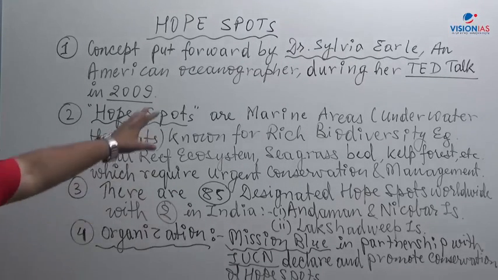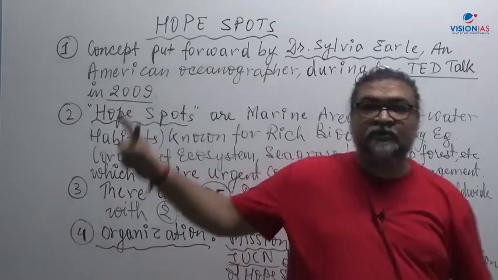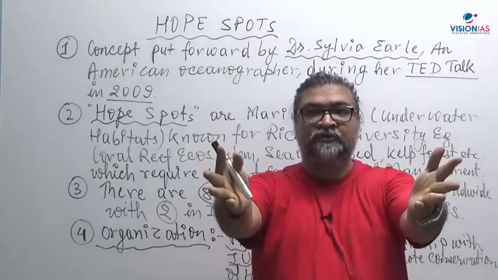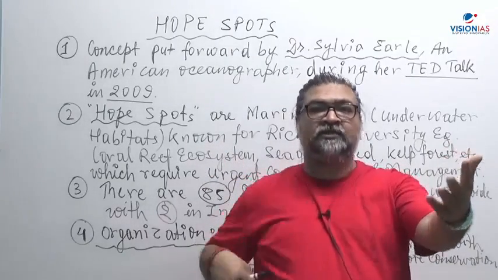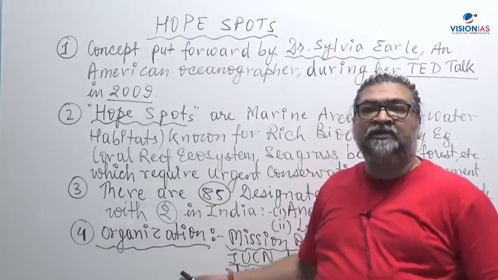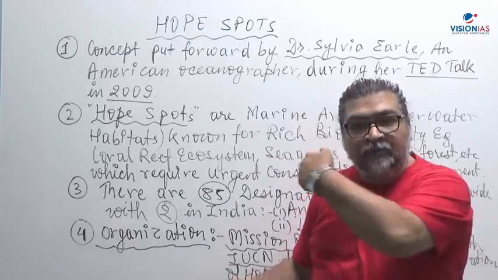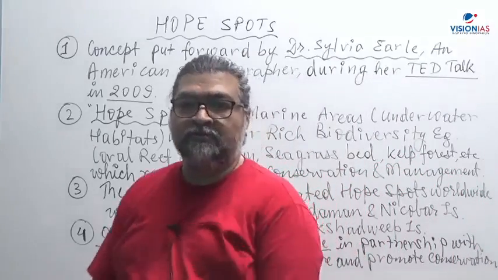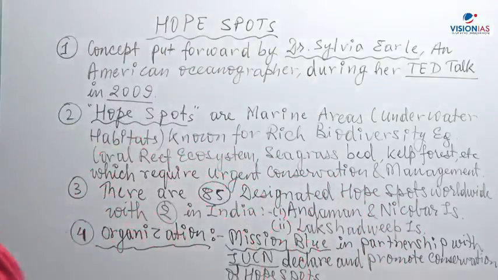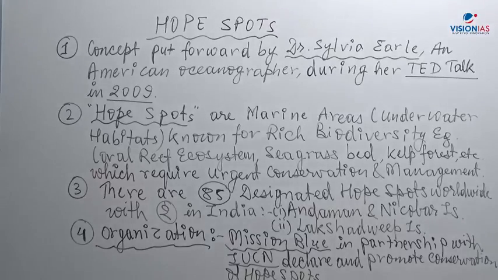I have given 4 points. This is your class notes. Either I sit down and dictate the notes, or I make you understand and write all the points which I would have dictated. You have to copy this one. This is also class notes. So please copy this, then I'll give you more answers on that. The last point is the hotspot: the IUCN declare and promote conservation of hotspots.